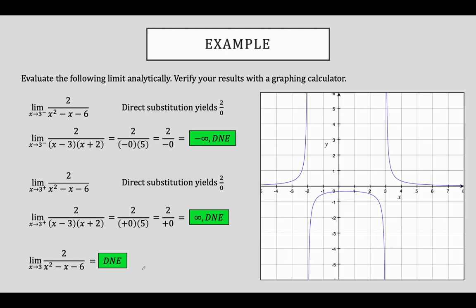And we could verify this on our graph. Here we have x equals 3. Notice as we come from the left of 3, the graph goes down to negative infinity. As we come from the right of 3, the graph goes up to positive infinity. And once again, we have the presence of a vertical asymptote at x equals 3.